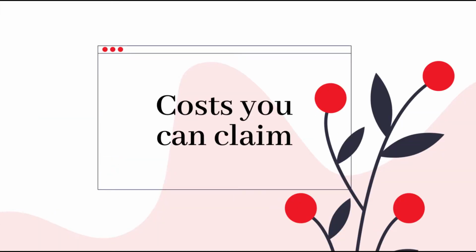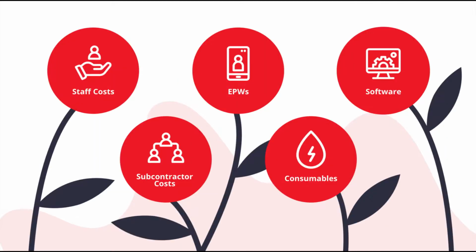Once you've decided that, the costs you can claim are staff costs, subcontractor costs, noting that there are different rules for large companies and connected companies, externally provided workers known as EPWs, again there are different rules for connected staff providers, consumable costs, and finally software costs. Each cost header has specific rules around them and must be claimed in the correct way.